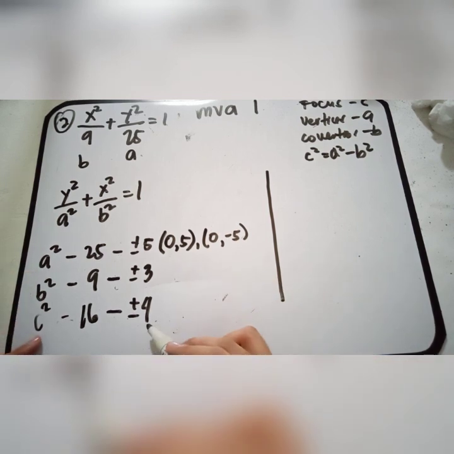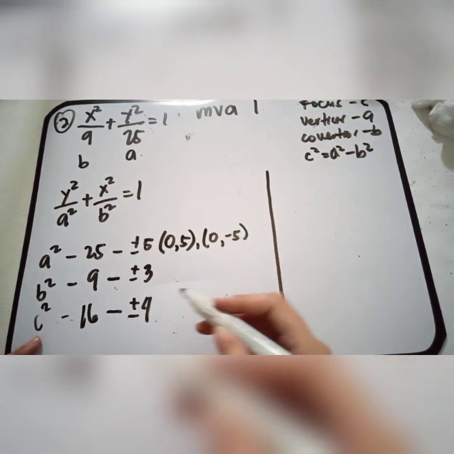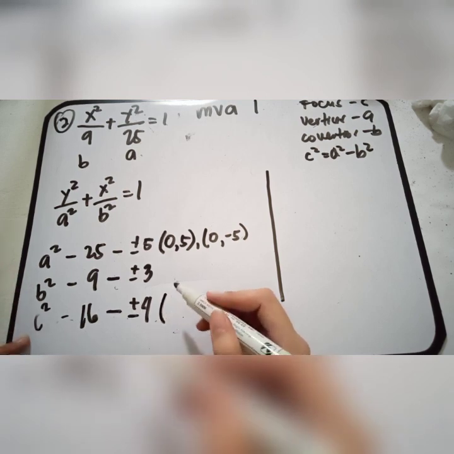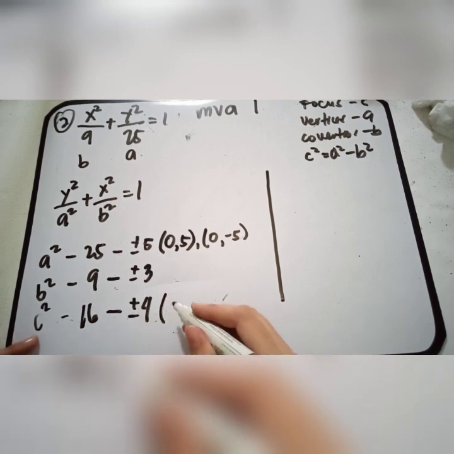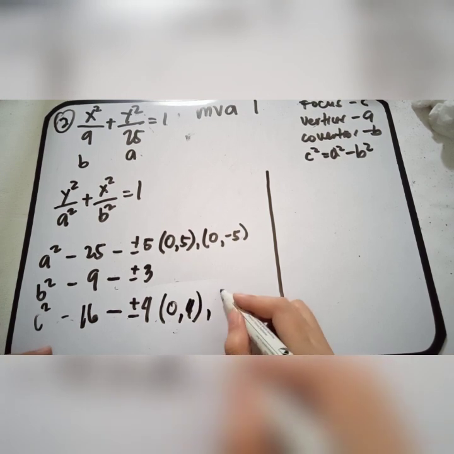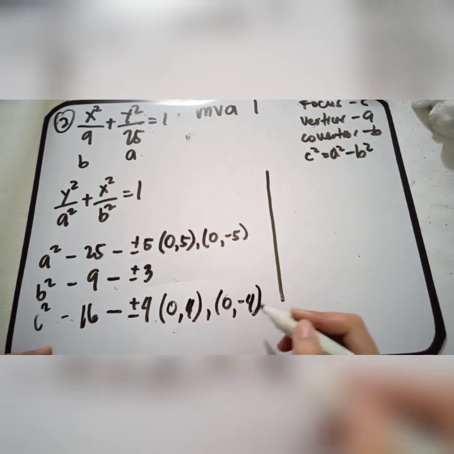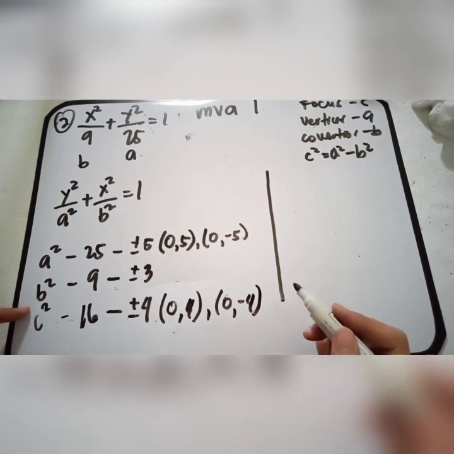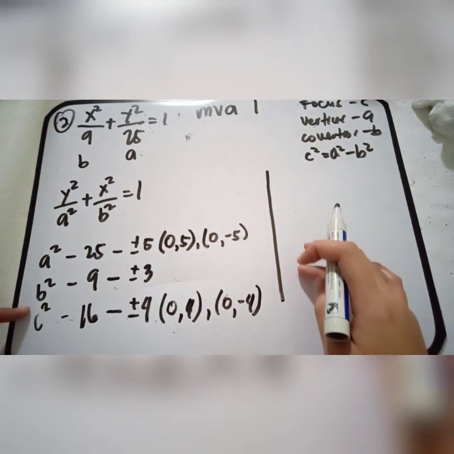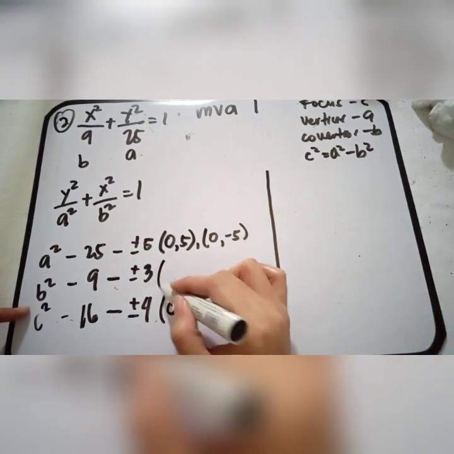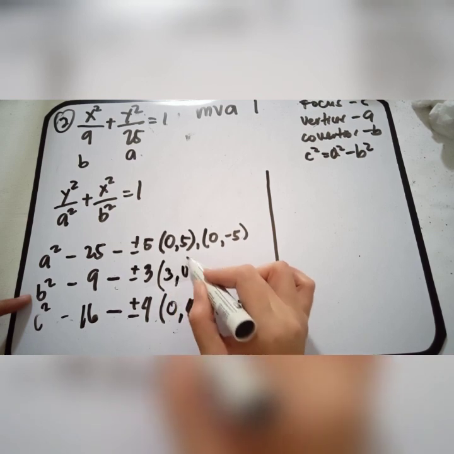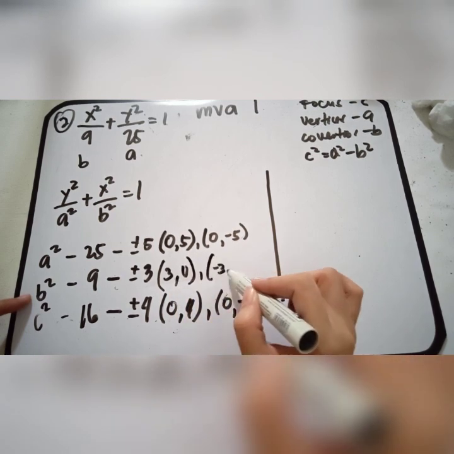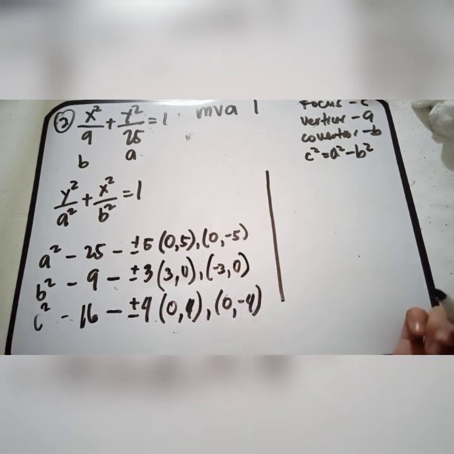So, same lang sila sa c. Ito yung c para medyo hindi kayo maguluhan. So, yung a at saka c, same sila. Nakalay sila sa isang line or axis. So, gayahin natin dito. So, 0, what is the value of our c? That's 4. And 0, negative 4. So, B. So, yung B natin, pag vertical yung major, yung minor, naka-horizontal. So, ibig sabihin, yung value ng B nasa H. So, 3, 0, and negative 3, 0. Nakuha po ba?